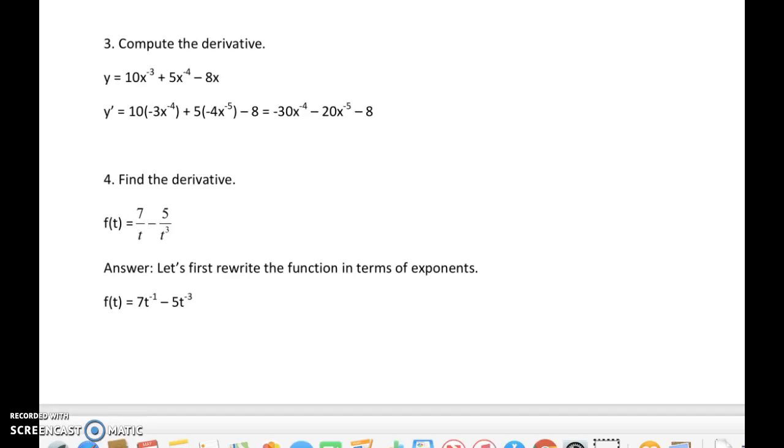Let's go ahead and look at a few more examples. So if we have 10x to the negative 3 power plus 5x to the negative 4 minus 8x, when we take the derivative, we're using both the power rule and our constant multiple rule. So our 10 is going to be multiplied by the derivative of x to the negative 3, which is negative 3x to the negative 4, because remember we subtract 1 from the exponent. We have plus 5 times negative 4x to the negative 5, again subtracting 1 from the exponent, and minus 8x.